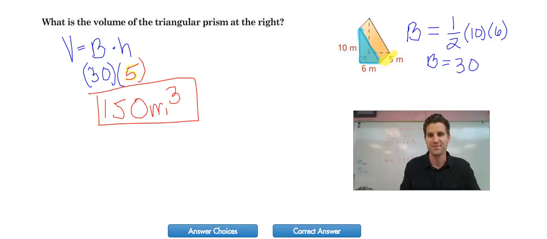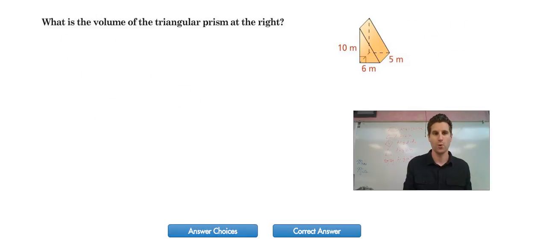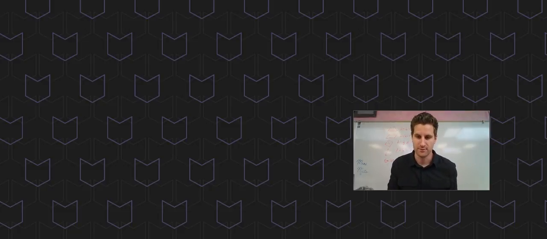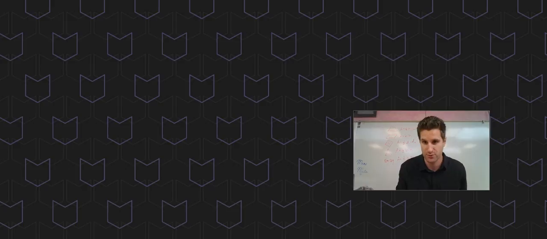Here we go. So again, base times height, base figure might change. Alright, so here we go. Next problem. Alright. These guys right here are the easiest of all because we don't have to guess what the figure is. It's always going to be the same for us.